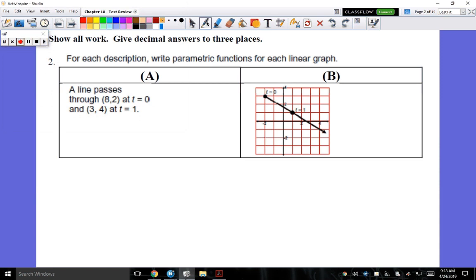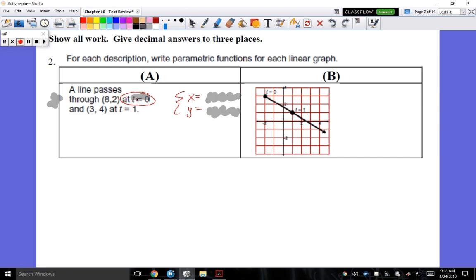Okay, so number 2 says for each description, write a parametric function for each linear graph. So we're trying to come up with these equations as far as the x equation and the y equation, and what is it that we're going to write here depending on the information that we're given. Okay? So first of all, we want to know always is where do we start?